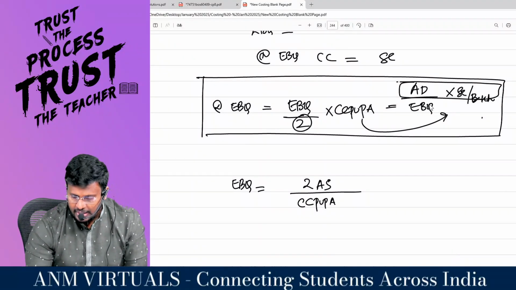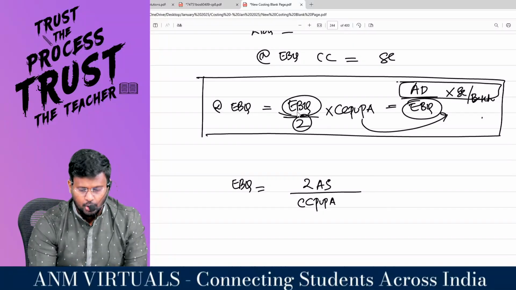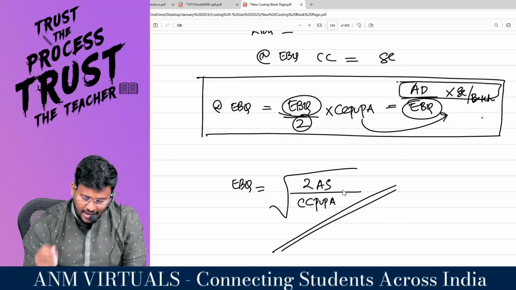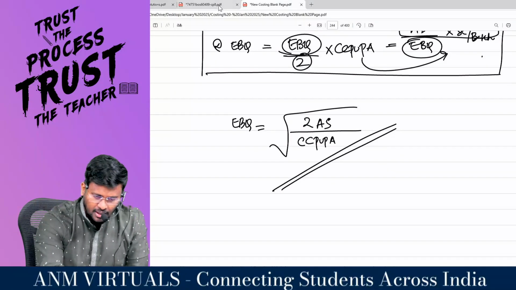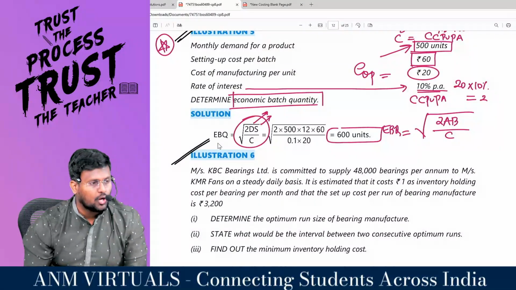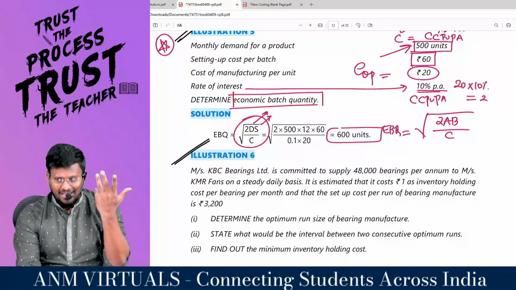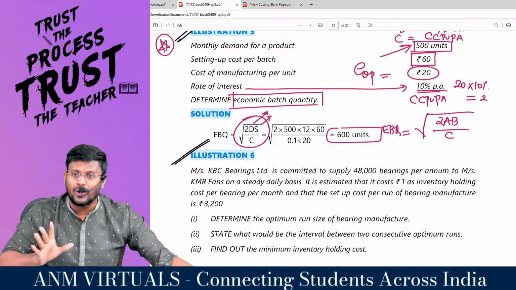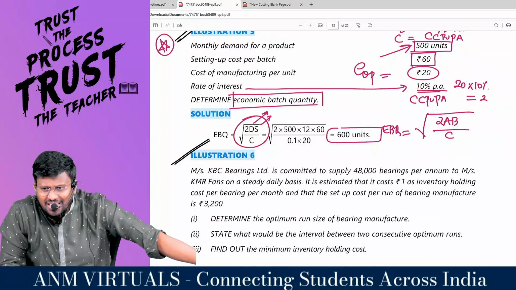Here I am having EBQ, 2 times, so square root of. That's how it has been derived: root of 2AS divided by carrying cost per unit. That's what they have written as root of 2DS divided by C. That D stands for demand, but they mean annual demand.